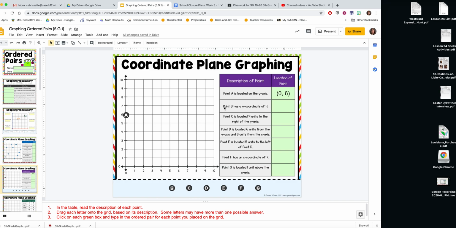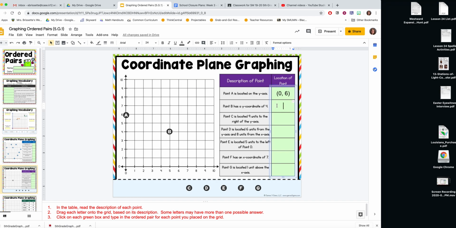All right, let's look at point B. Point B has a y-coordinate of 4. So my y-axis is here. Let's go to 4. Now, if it has a y-coordinate of 4, that means it's anywhere on this line. I can pick any x point on this line and it will be correct. I'm going to pick 4. 4 sounds fun to me. Actually, let's go 5, just for fun.